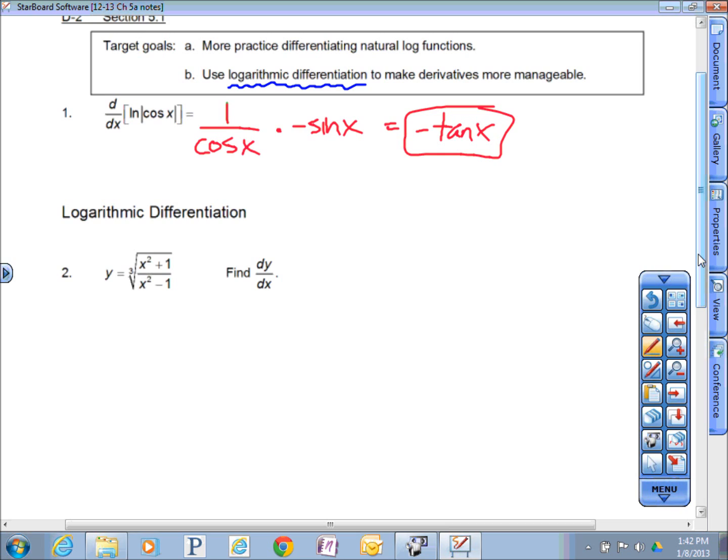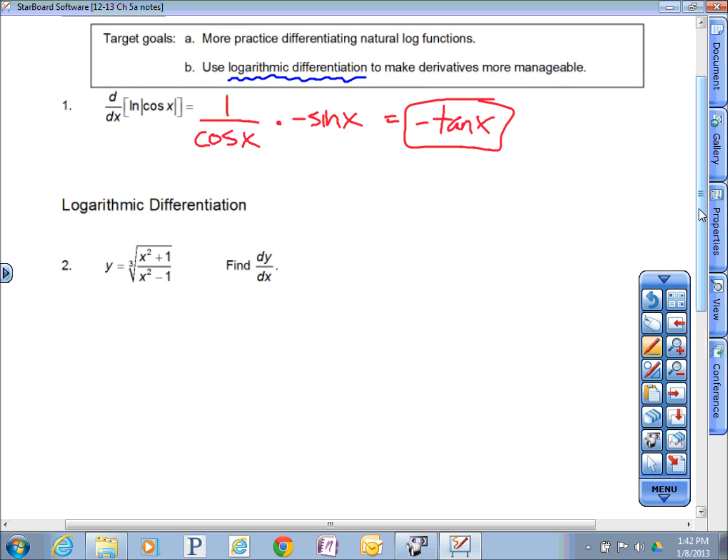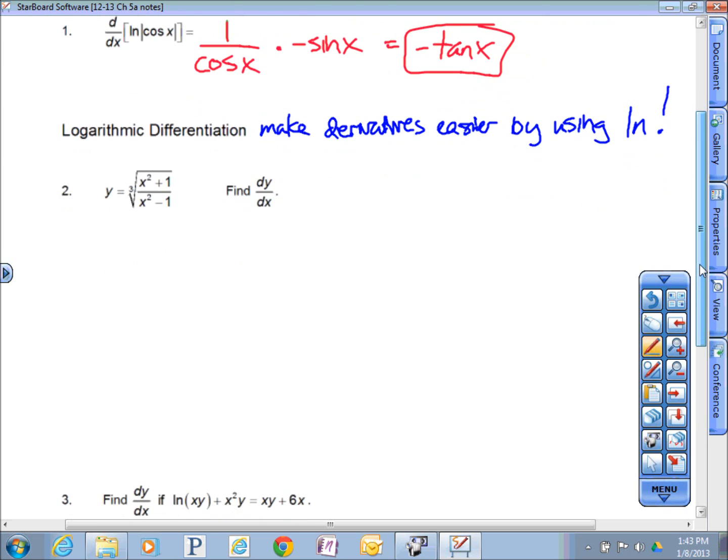So here's an alternative to that. Logarithmic differentiation: we're going to try to make derivatives easier by using natural log. That's the idea. We're going to try to make things simpler, and we're going to do this very simply.